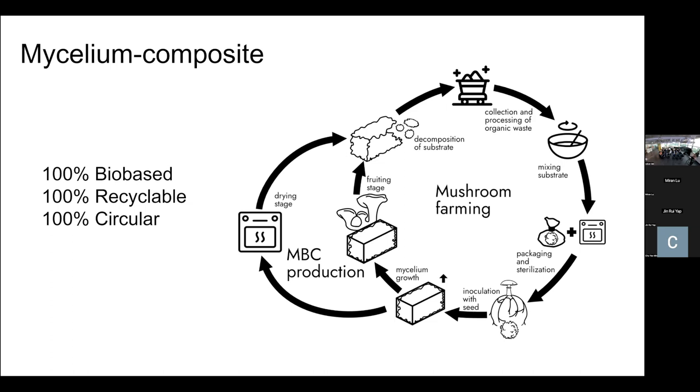But what we are interested in is not the fruiting bodies. So right after the mycelium network is grown, we stop the growth with heat, and then we have a composite, which at the end of life can be decomposed and go back to the cycle of production. That is how we have the urban biocycle following a circular economy concept.